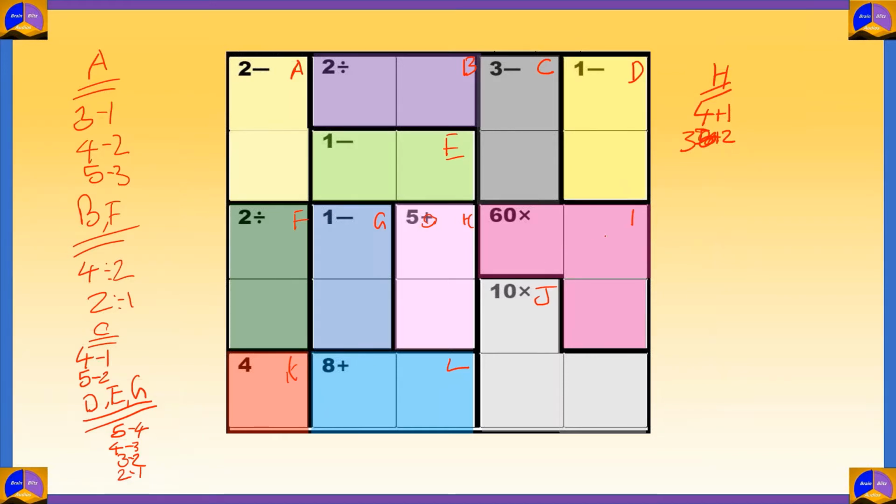Now, let's look at cage I. In this case, there are 3 cells and the operation is multiplication. After multiplying, our result must be 60. So, the only option is 5 times 3 times 4.